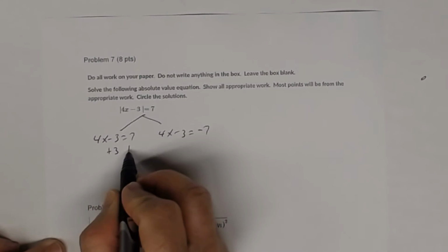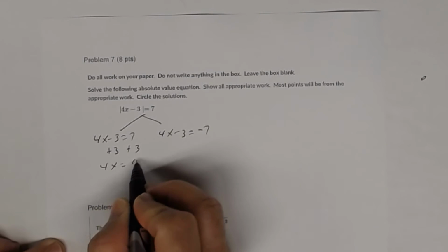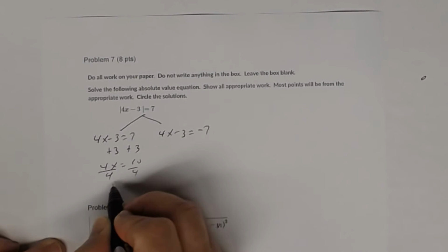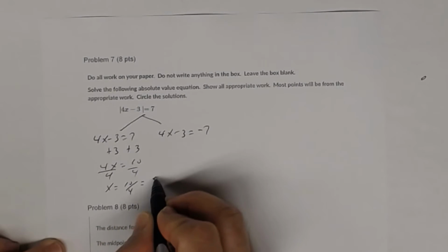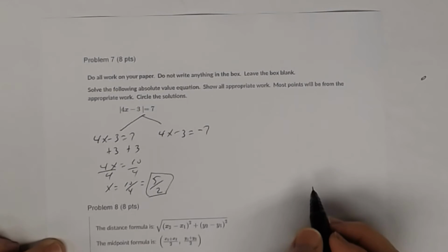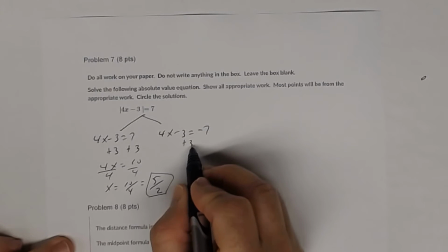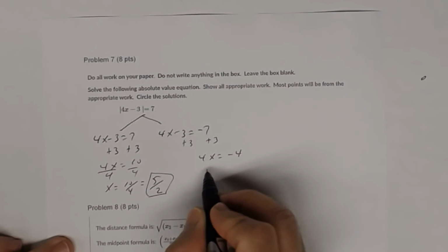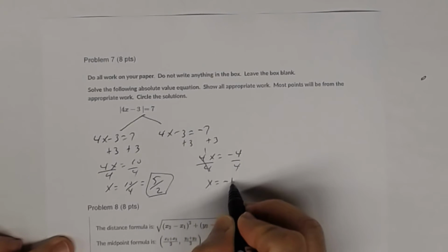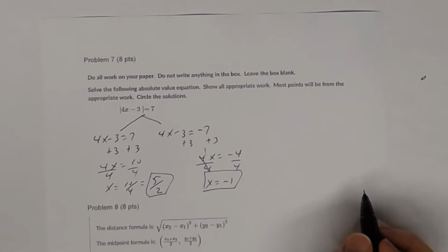So adding 3 to both sides, I get 4x equal 10. Dividing both sides by 4, I get x to be 10 fourths. Reduced is 5 halves. So there's one of your solutions. Over here, adding 3 to both sides, I get 4x equal a negative 4. Dividing both sides by 4, the other solution is negative 1. Alright, so those are your two solutions.